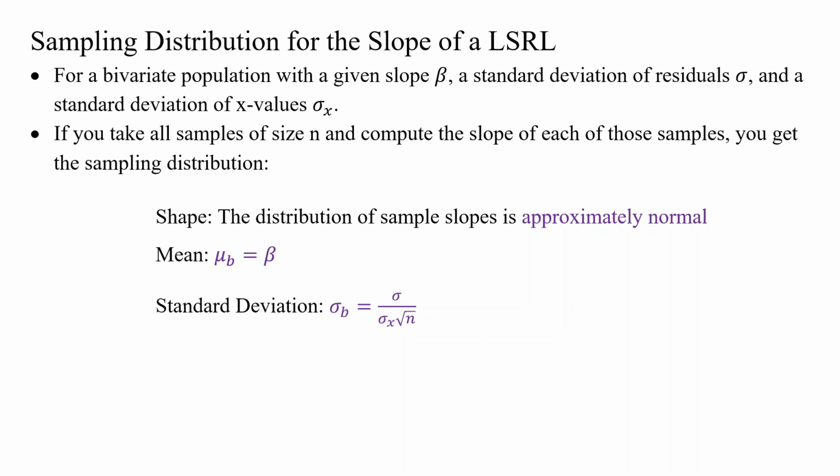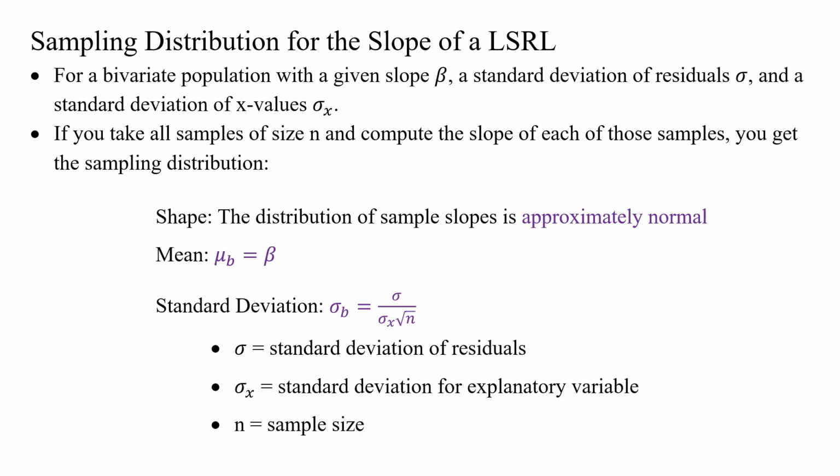And then the standard deviation is calculated a little bit differently. It is going to be sigma over sigma sub x, which again is the standard deviation of x values, times the square root of n. So just to recap what each of those are in that formula, again, we're working with our population data when we use sigma there. And that's going to be the sampling distribution for the slope of a least squares regression line.